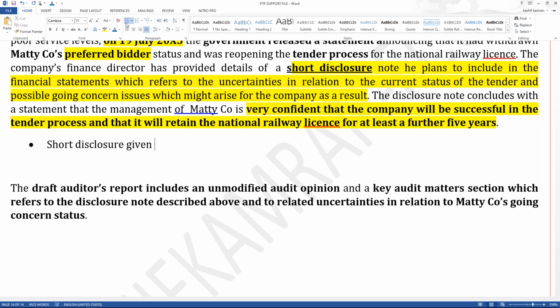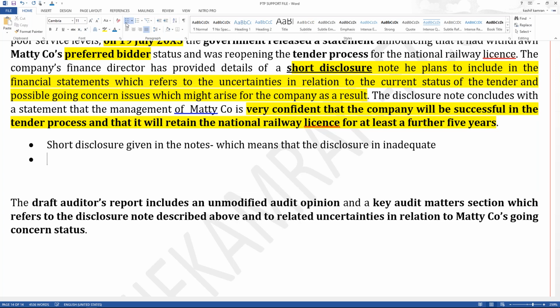There was a short disclosure given in the notes, which means that the disclosure is inadequate. So if the disclosure is inadequate, there is a disagreement between the auditor and the management. Will the auditor agree to the short disclosure? Will the auditor agree to the inadequate disclosure? Definitely that will mean that there is a disagreement between the auditor and the management.